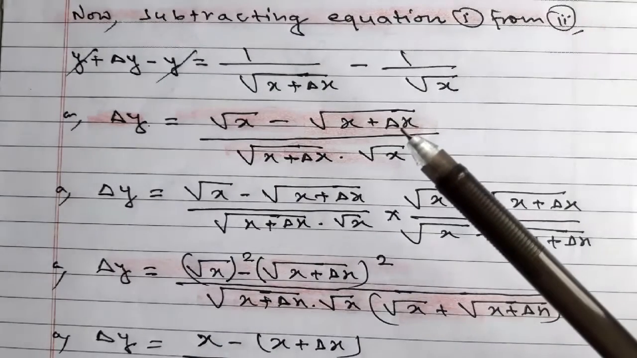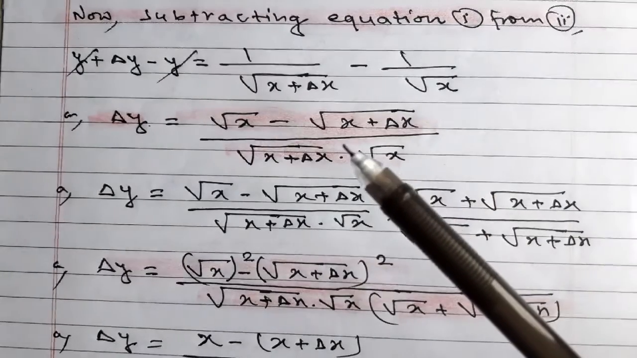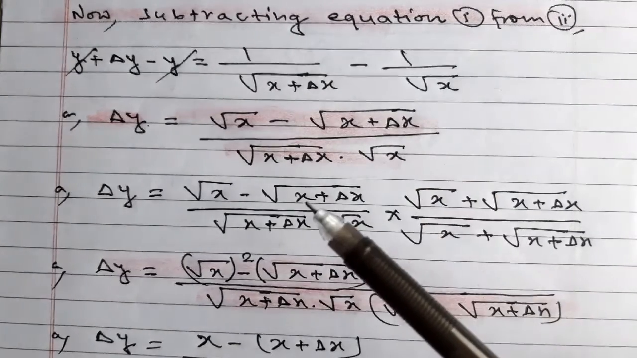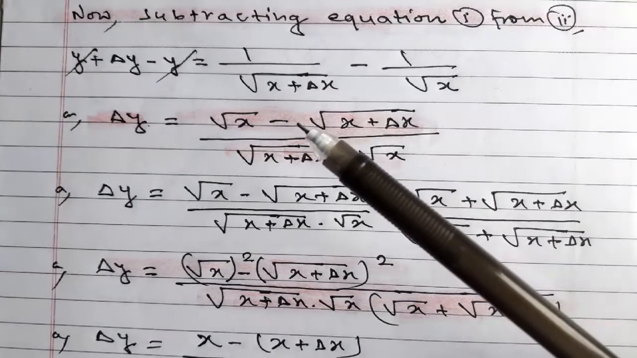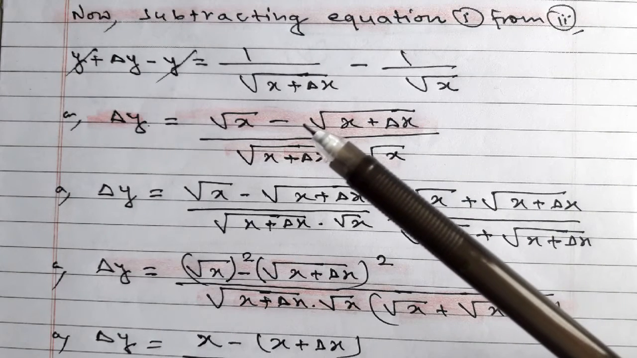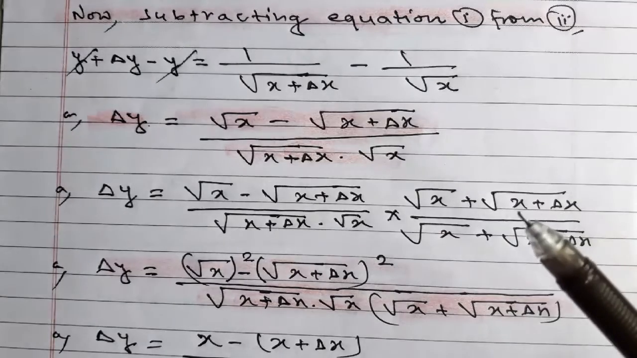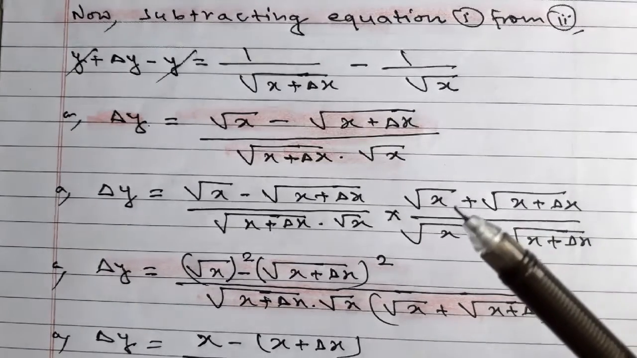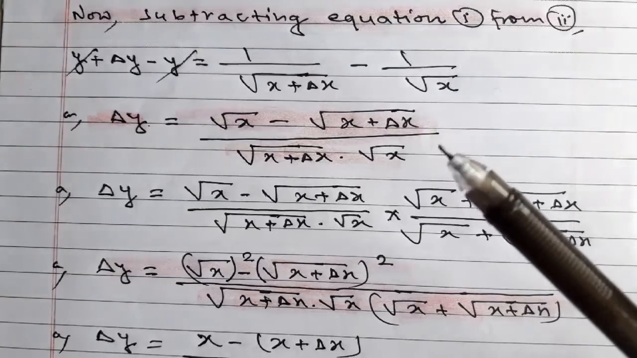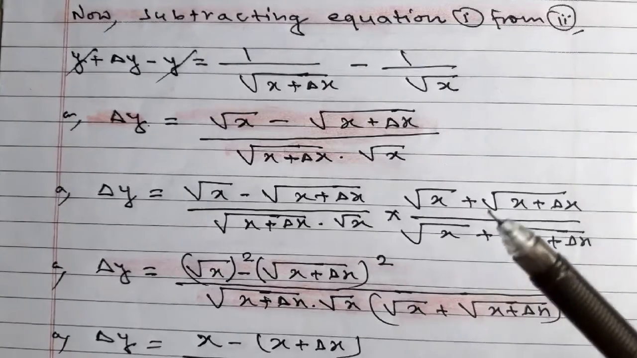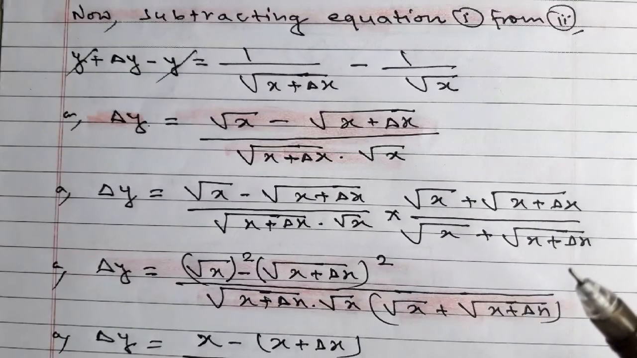Next, we multiply by the conjugate of the numerator in order to simplify, to change into simple form. Root x minus root x plus delta x, the conjugate of the numerator is root x plus root x plus delta x. While taking the conjugate, we have to take the opposite sign. If there is minus, then in the conjugate we have to take plus sign. So multiplying and dividing by the conjugate of the numerator, that means the conjugate of root x minus root x plus delta x, which is root x plus root x plus delta x, divided by root x plus root x plus delta x.